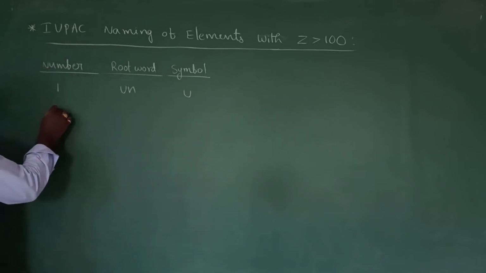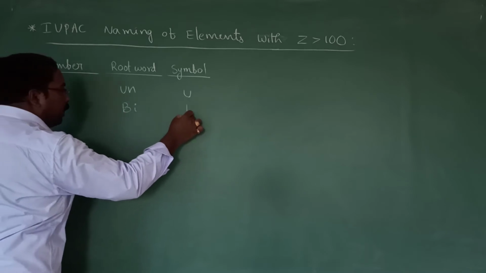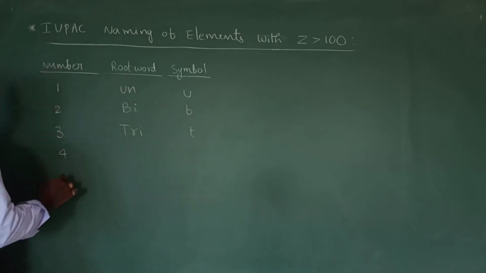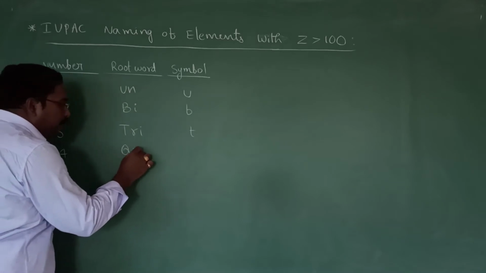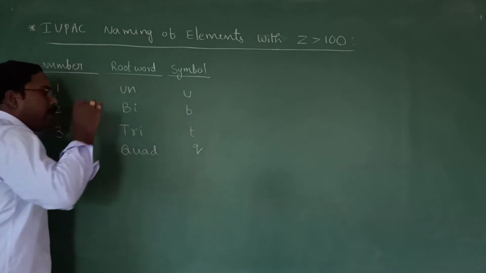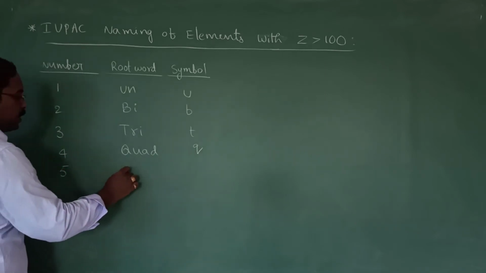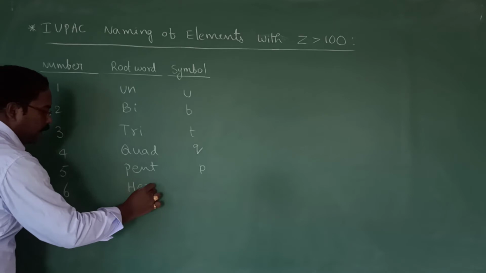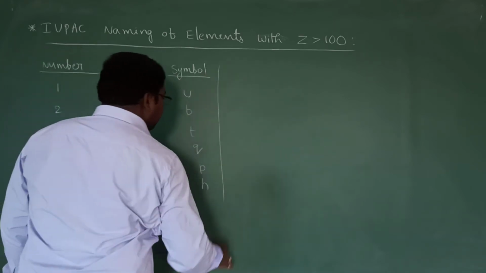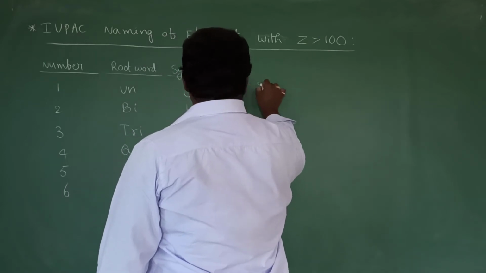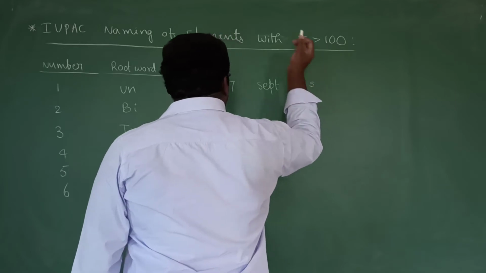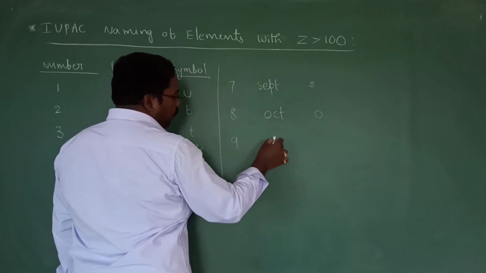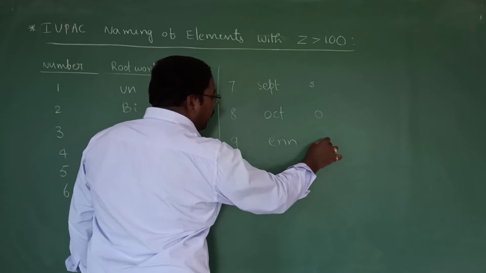Now, the number 2 is named as bi, represented with B. 3 is named tri. 4, generally we know, is named quad, represented with the letter Q. 5 is named pent, the letter P. 6 is named hex, letter H. 7 is named sept, and the letter S. 8 is named oct, the letter O. 9 is named enn, and the letter E.